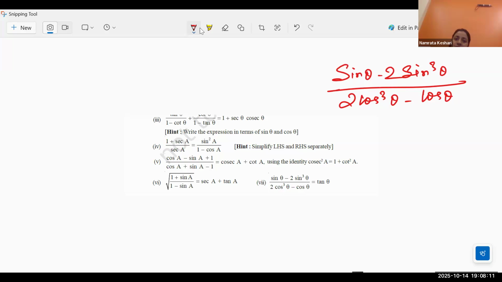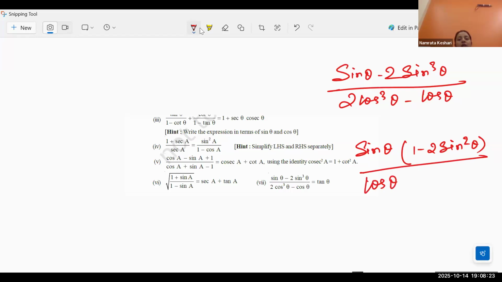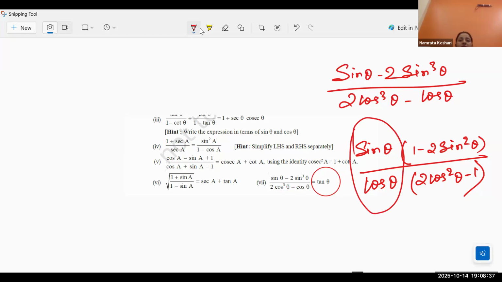Okay, so if we take the common factor from the numerator, it will be 1 minus 2 sine square theta. And if we take the common factor from the denominator, we'll have 2 cos square theta minus 1. Now we will see what exactly we have to prove. So we have to prove tan theta. And I can already see this sine by cos is making tan. That means if the bracket terms cancel out each other, then we will be done, right?